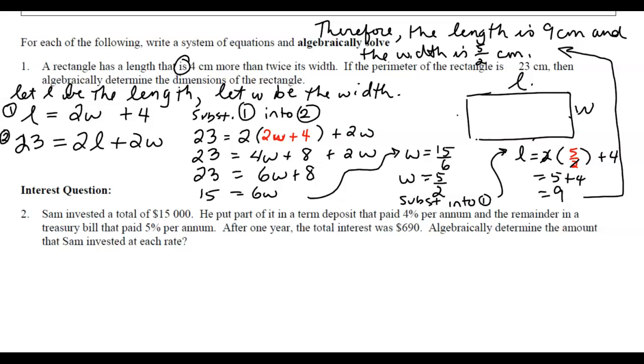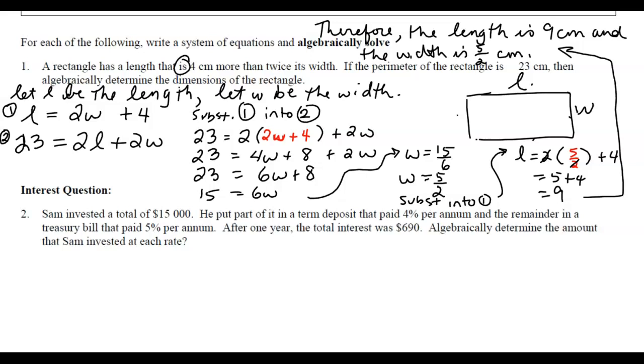Okay, so Sam invested a total of $15,000. He put part of it in a term deposit that paid 4% per annum. Who knows what annum means? Yearly, exactly. It's the Latin word for yearly. So that says that you make 4% per year, and the remainder is deposited in a different investment called a treasury bill that pays 5% per annum. After 1 year, the total interest was $690. Algebraically determine the amount that Sam invested at each rate.